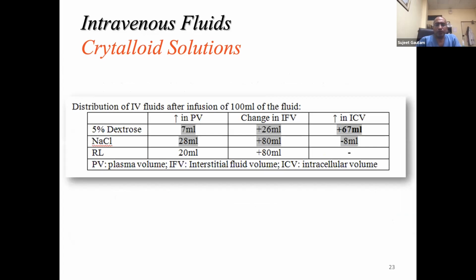Now this chart over here shows the fluid distribution, say after half an hour or 1 hour infusion of 100 mils of the fluid. And usually with saline and Ringer, approximately 30 mils remain in the vascular space, and the remaining 70 to 80 mils goes into the interstitial fluid compartment. Well, with 5% dextrose, however, only 10 mils approximately remains in the plasma, and approximately 70% goes into the intracellular space.